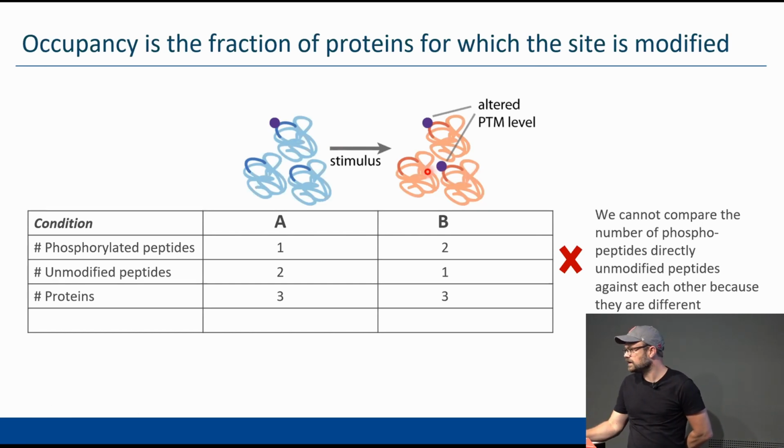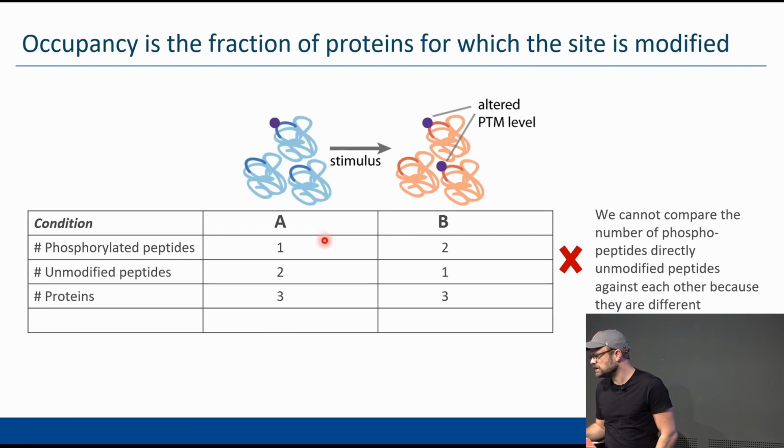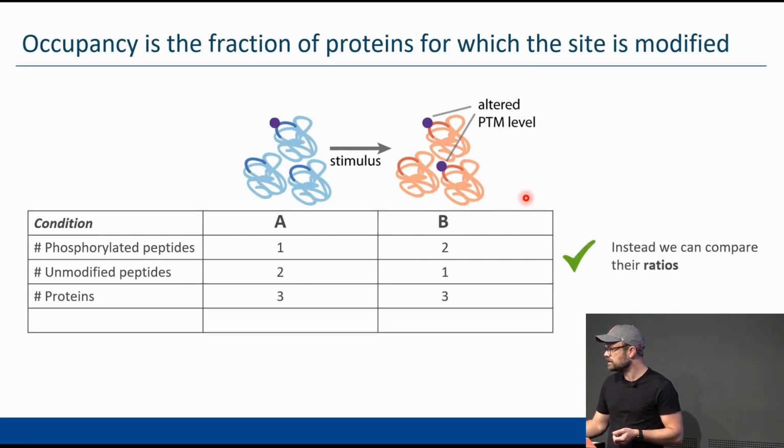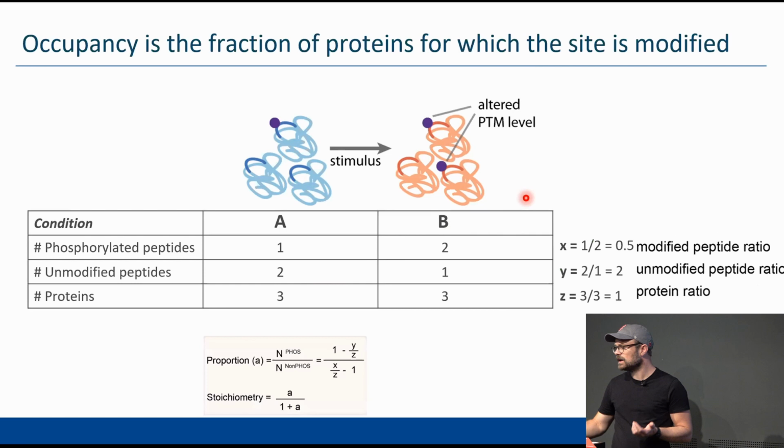Let's have a closer look at this table. We have these conditions A and B, and we can bring these numbers down. The phosphorylated peptides in case A is 1, then we have unmodified peptides, currently 2. Yes, it's 2. And in total, we have 3 proteins. In the case of B, there are more phosphorylated peptides. Comparing these absolute numbers is not a good idea. It's much better to compare the ratios, and that's how it's done in MaxQuant.